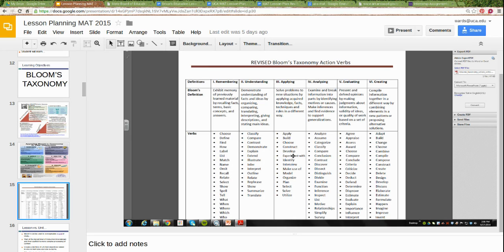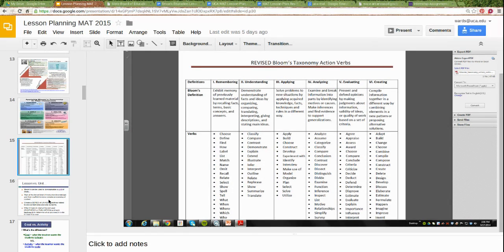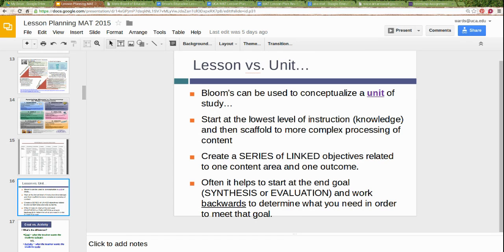It could be that your frameworks have the great measurable verb in them, or they might not, and you might have to create it when you write your objective. And then this is a slide that just talks about a lesson versus a unit and how you can use Bloom's taxonomy to help you create a series of linked objectives that teach something in depth. And this is pretty much what we talked about already.